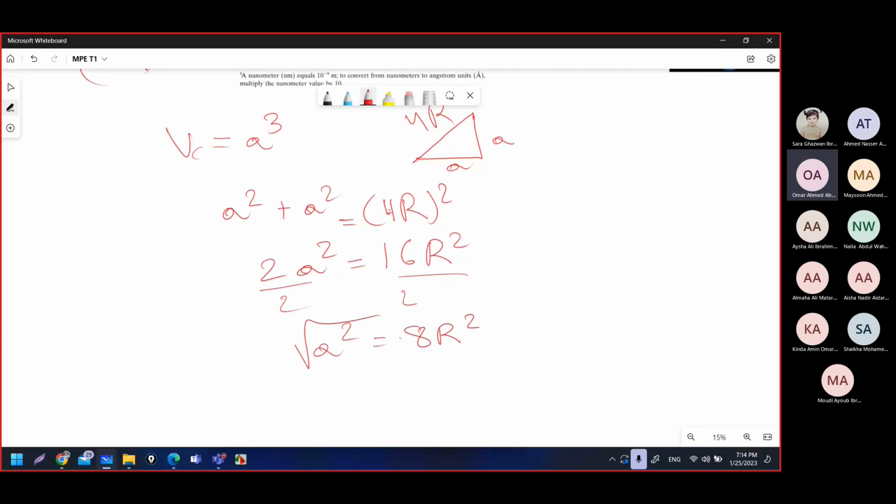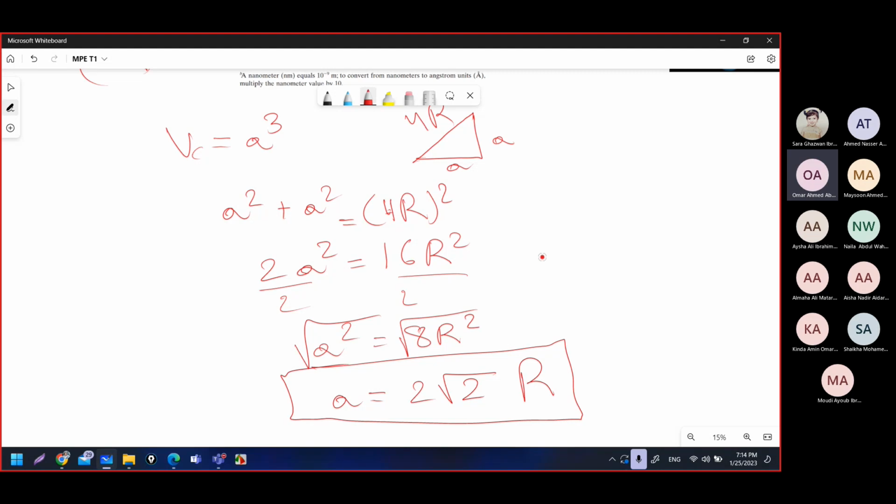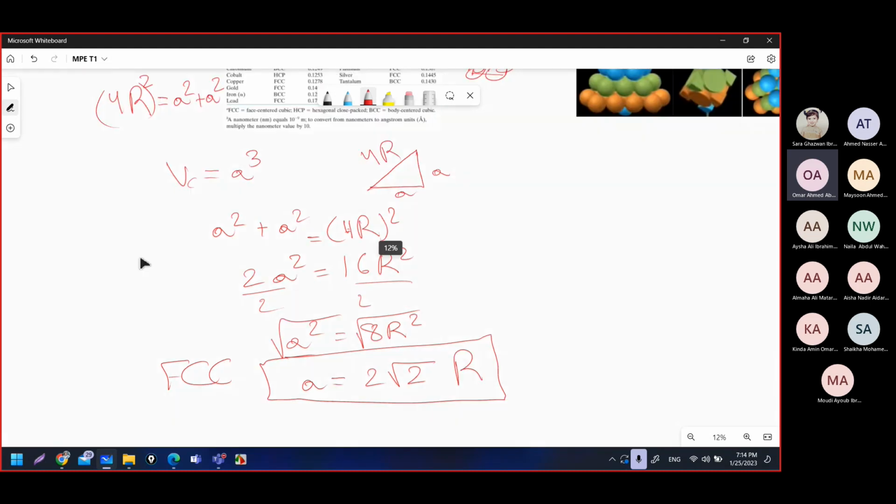To take the square root, in order to have only a, we will have a equal to 2 square root of 2 r, by the calculator. That is the relation between a and the radius for the face-centered cube. For the body-centered cube, we will have another relation.